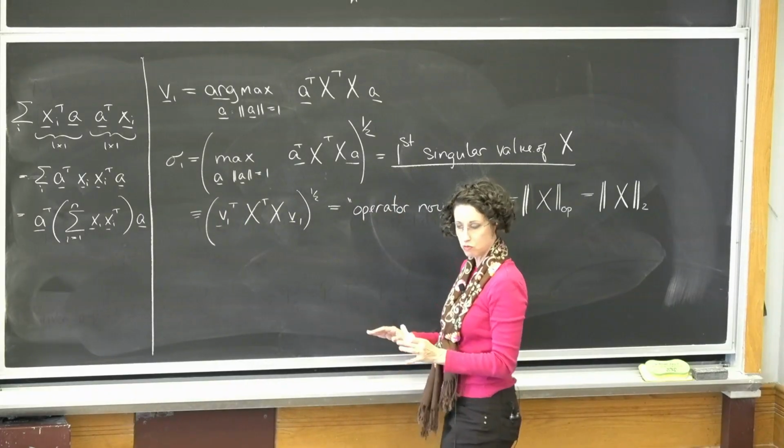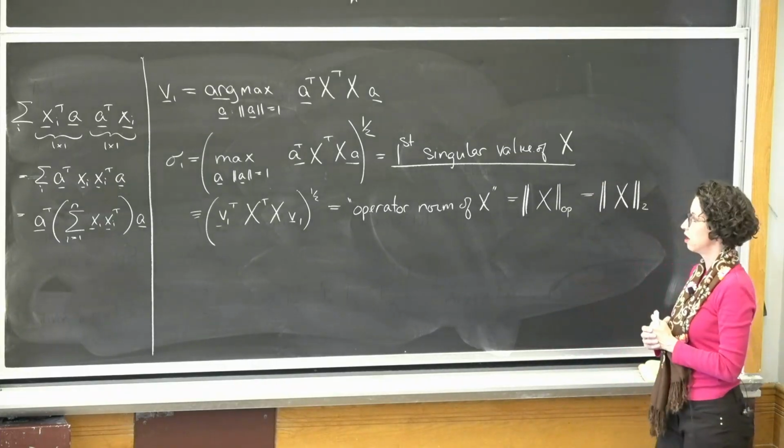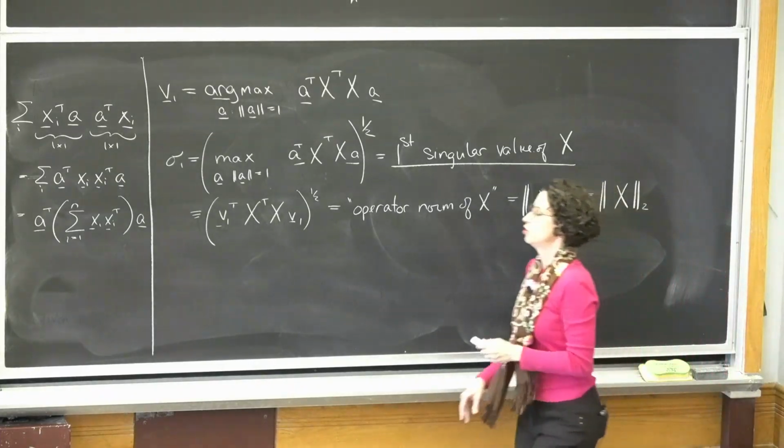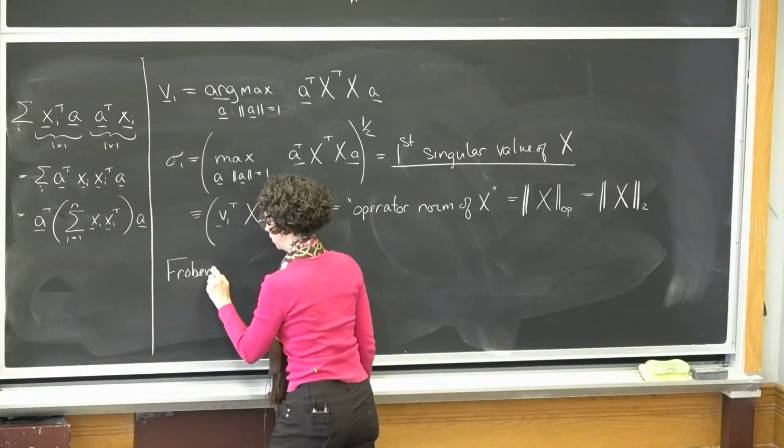Now, I want to be very careful here. There are different ways we can compute norms of matrices. So an alternative is the Frobenius norm.